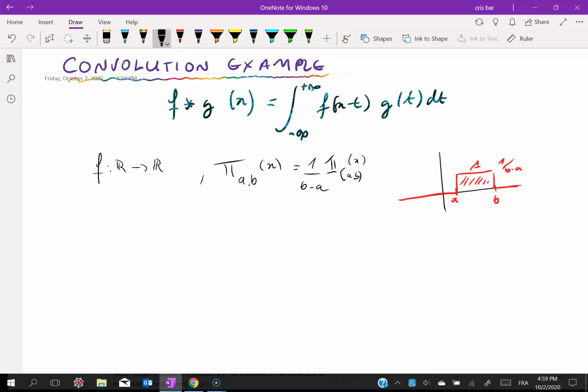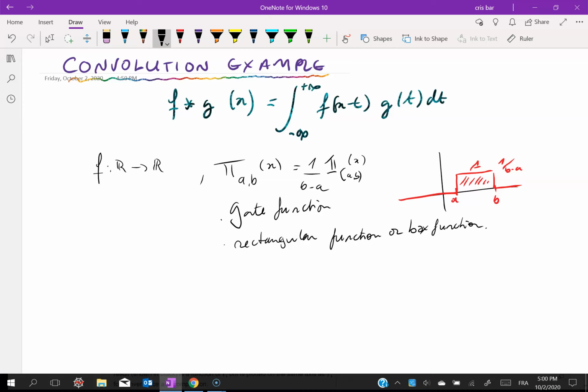The name is gate function, which acts like a gate in signal processing or other physics topics, or the rectangular function. If you want to address this function in Wolfram Alpha and maybe in Octave, you have to use rect as the name of the function, or box function. All right, so that's this function.